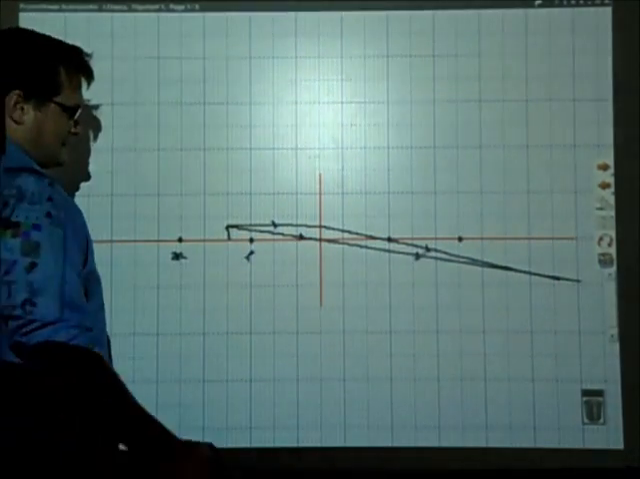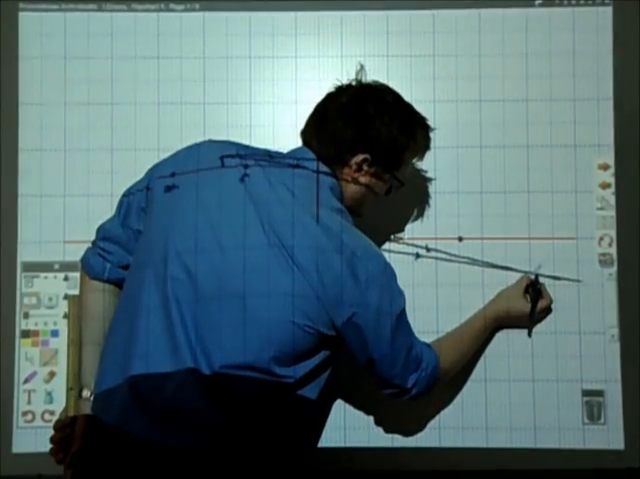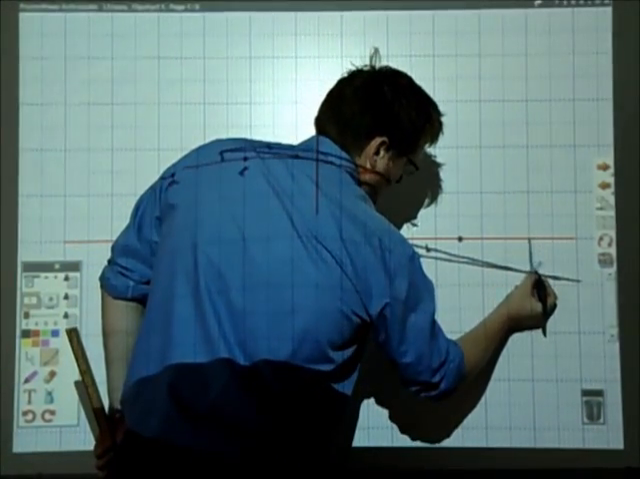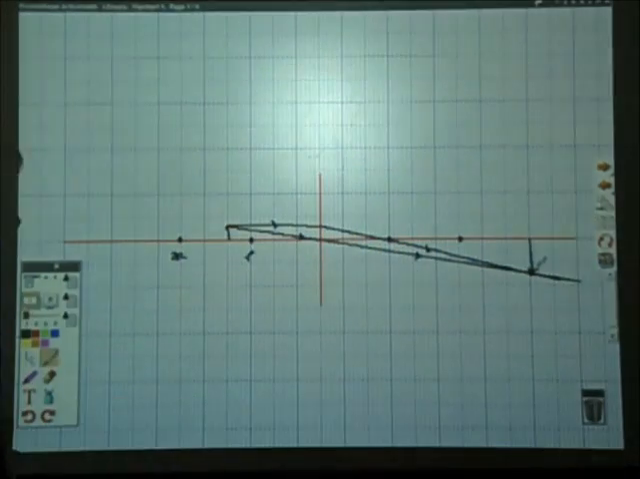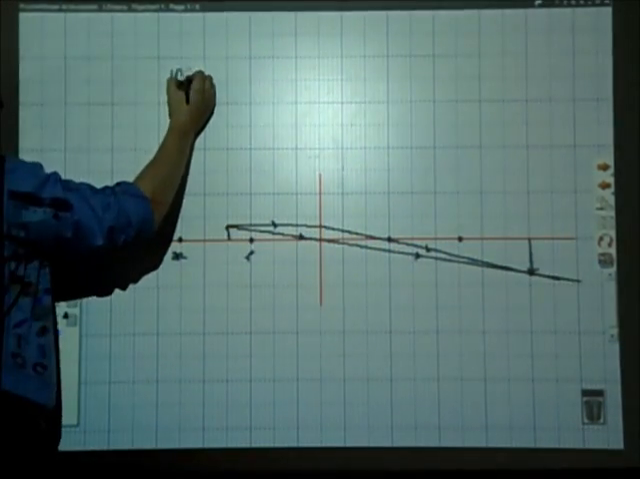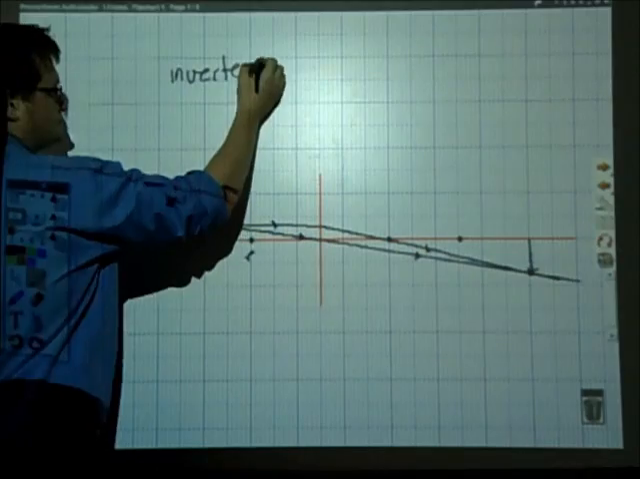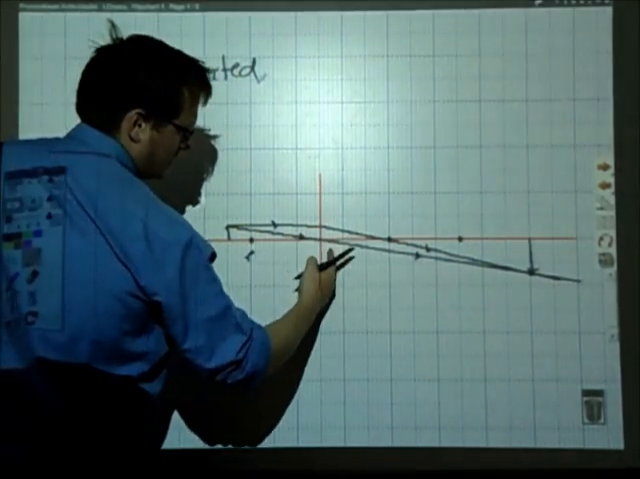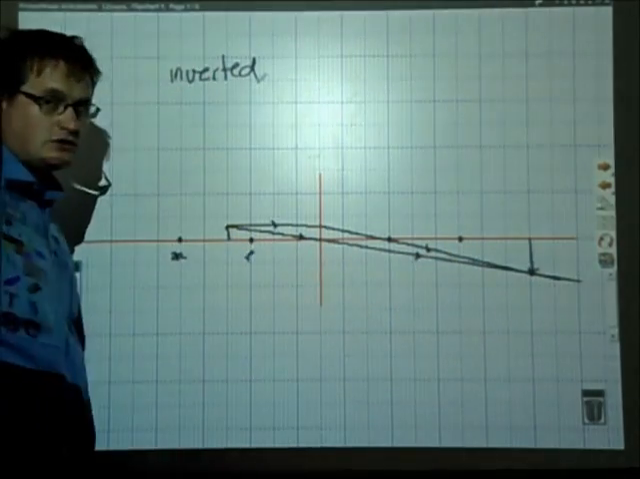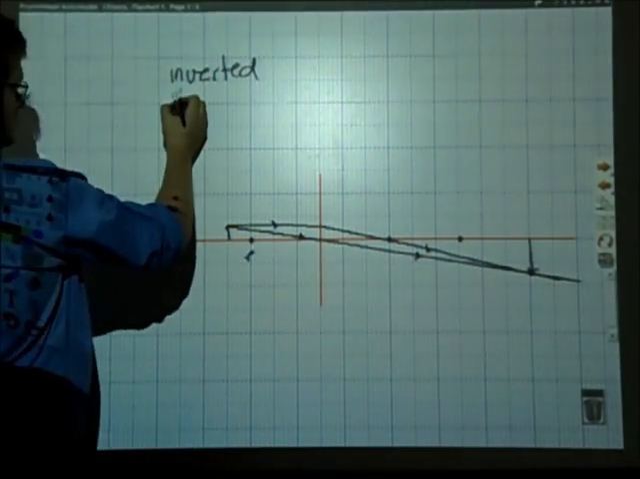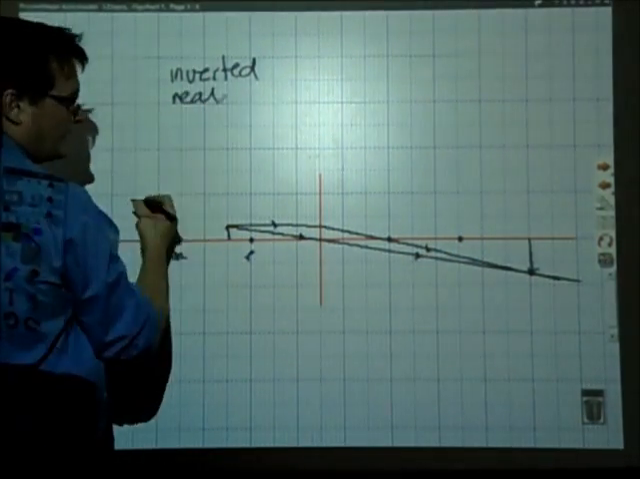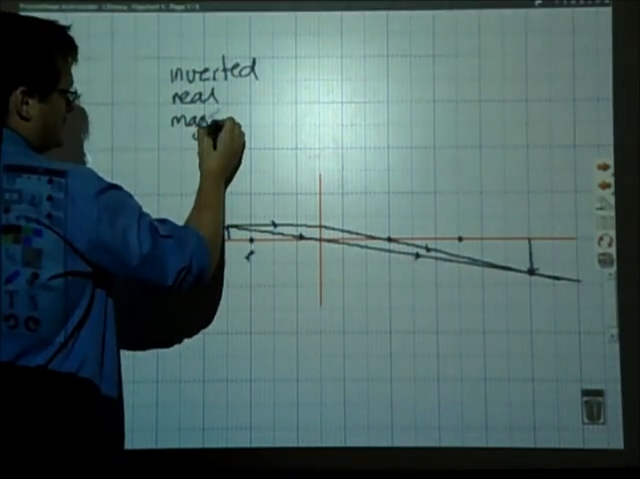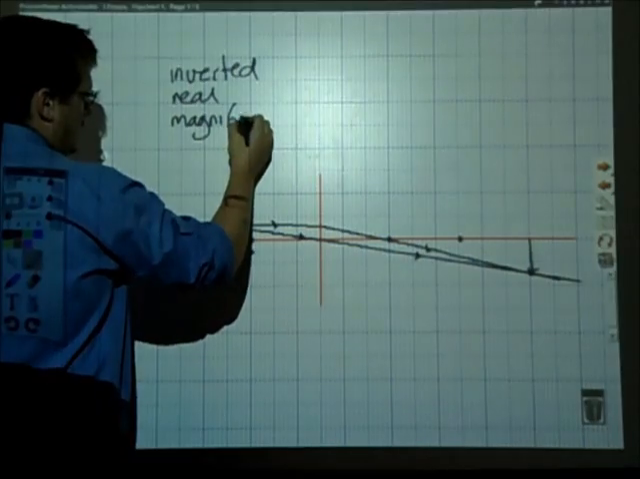Now you'll notice that they cross about here. So my image would be produced here. Let's describe the image. It's inverted, upside down. It's real, because real rays of light are producing it, and it can be projected on a screen. And this time, it's been magnified, hasn't it? It hasn't been diminished, it's been magnified.